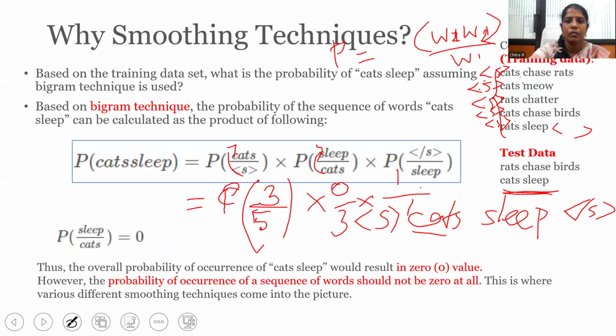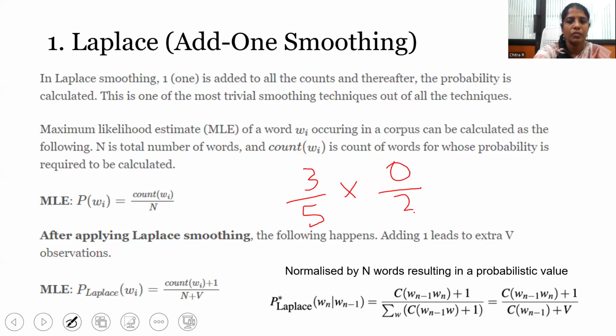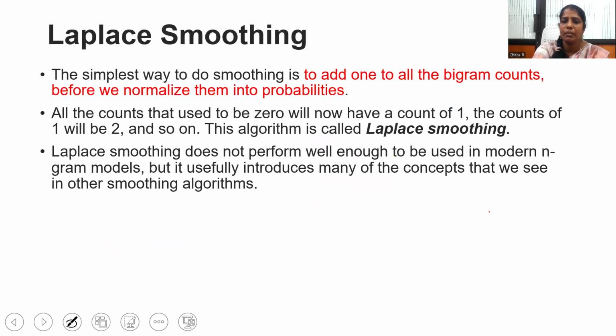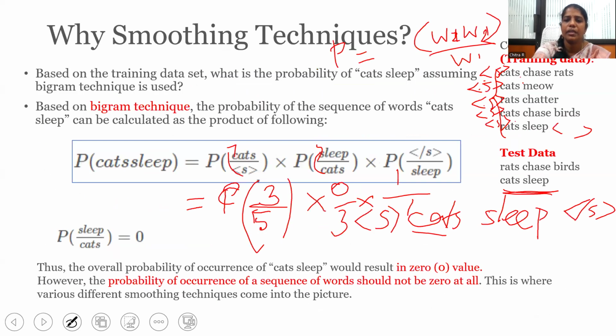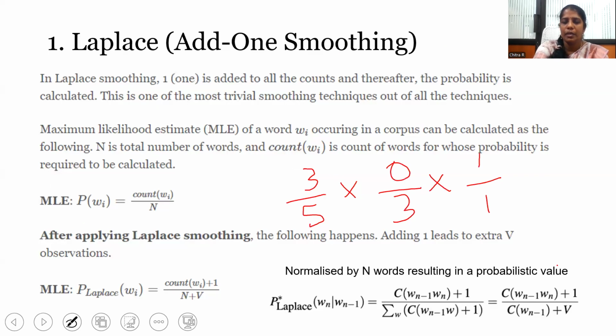So 3 by 5 into 0 by 3 into 1 by 1. So only the value is 0. To avoid this, in each and everything, you should add 1 in the numerator and the entire number of words in the denominator. How many words are there in the denominator? 1, 2, 3, 4. The total number of words, including the start and the stop symbol, equals 4. So we should add 4 in all the denominators, and in the numerator, in the Laplace method, add 1 here and add 4 here.